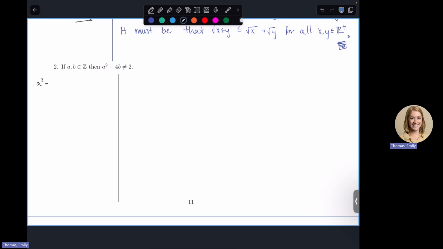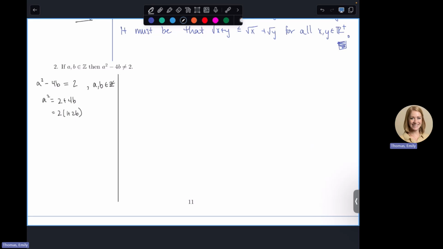Okay, so to do this with a contradiction, we're going to assume instead that a squared minus 4b equals 2 for a and b in Z, integers. Okay. Ready? So a squared is equal to 2 plus 4b. You good? This is 1 plus 2b inside of there, times 2.